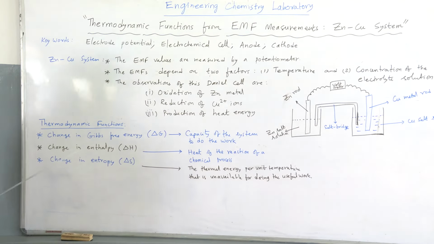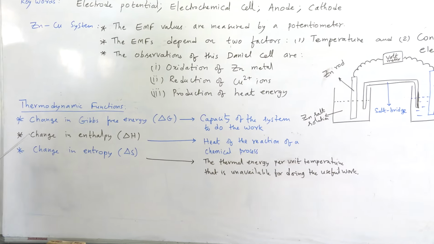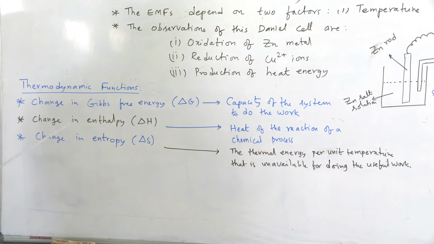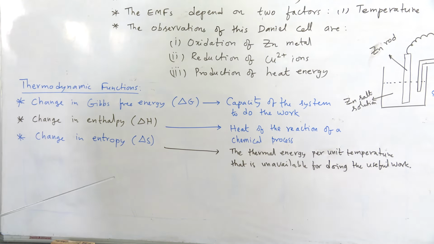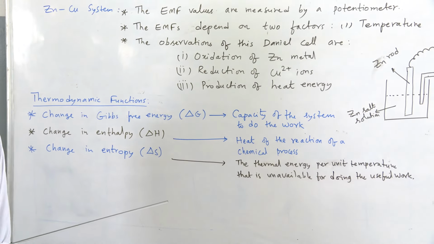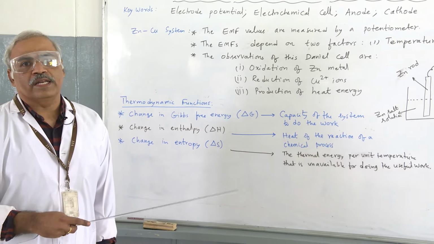When it comes to the thermodynamic functions, what is their importance? We have three different thermodynamic functions that we are going to look into. Number one is the change in Gibbs free energy, which is the capacity of the system to do work. That means the spontaneity of the chemical reaction can be seen, whether it is thermodynamically feasible or not. The second one is the change in enthalpy, which measures the heat of the reaction of a chemical process. This can also tell us whether the reaction is endothermic or exothermic.